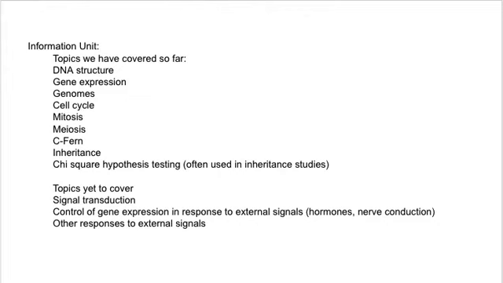And so that's the organismal level. And then we're also going to look at other responses to external signals, such as pheromones. We'll talk about pheromones a little bit. So organisms like fruit flies will do mating dances, and those are also external signals that they have internal responses to. And so we'll talk about those types of things too.